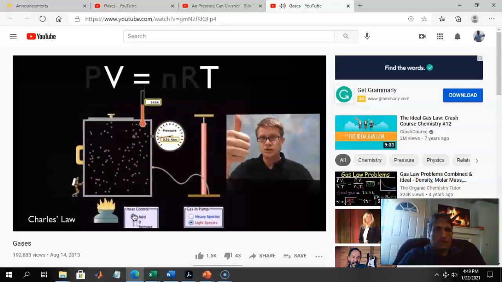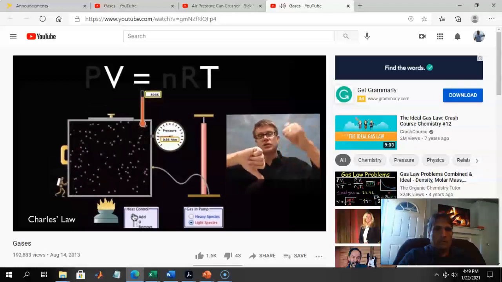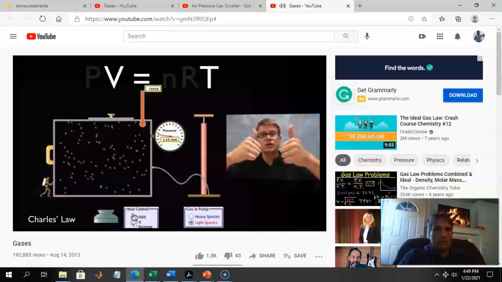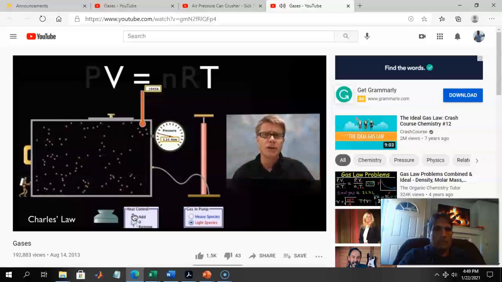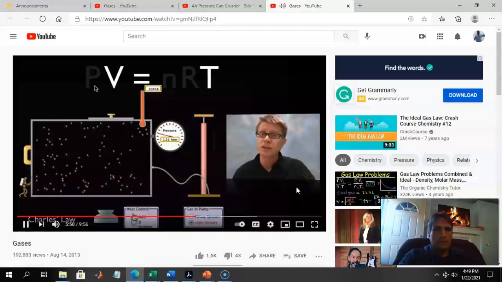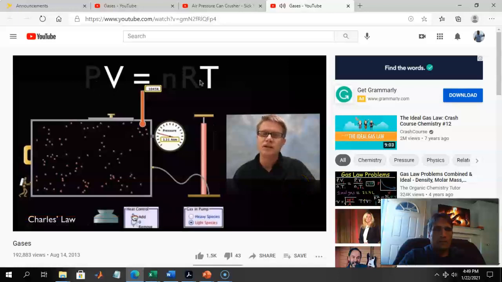So if we increase temperature, volume goes up. If we decrease temperature, volume's going to go down. And so there is a direct relationship between the two. And so hopefully you're learning how to apply the ideal gas law. If they're both on the same side, we had an inverse relationship, but now since they're on opposite sides of the equal sign, it's going to be a direct relationship.